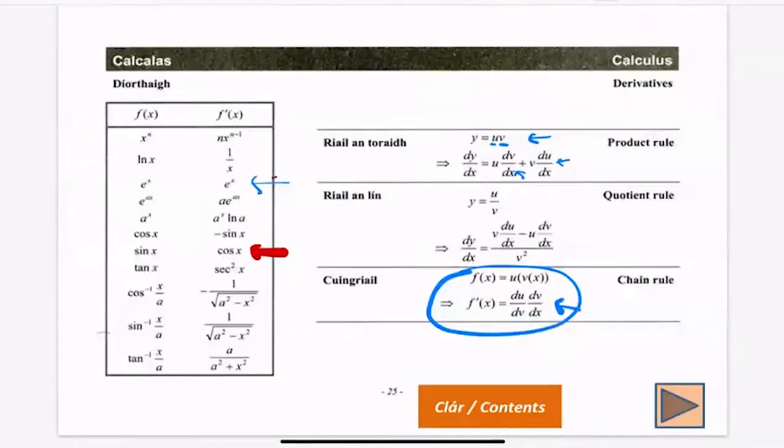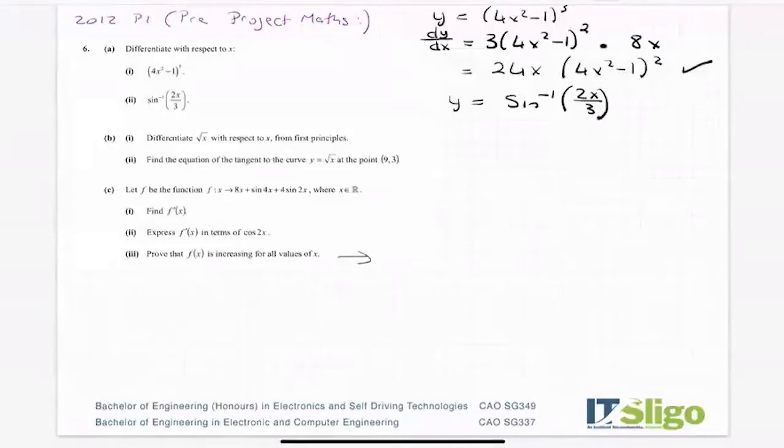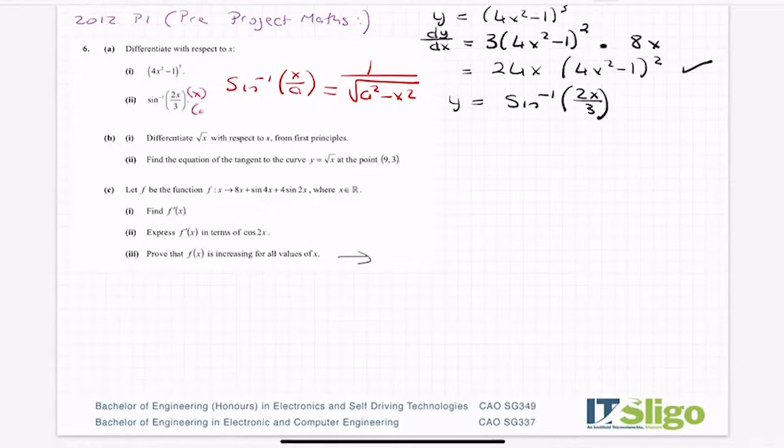So for this one, let's have a look at the sine inverse function. So the derivative of sine inverse of x over a is equal to 1 over the square root of a squared minus x squared. Okay, so that's what we're using for this one. Okay, so this is my x term, which is 2x, and this is my a.